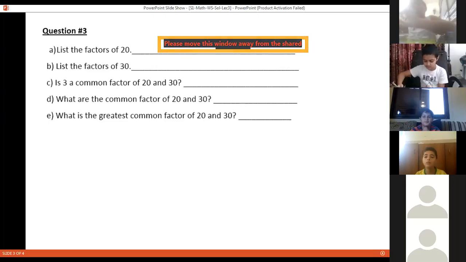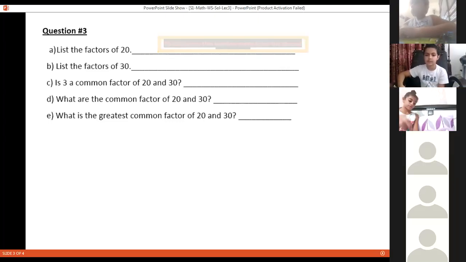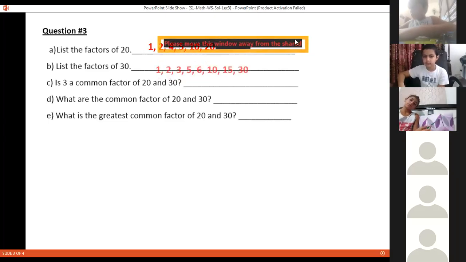Can you put them from the smallest number to the biggest number? 1, 2, 4, 5, 10, 20. Perfect. So it's 1, 2, 4, 5, 10, and 20. Very good.